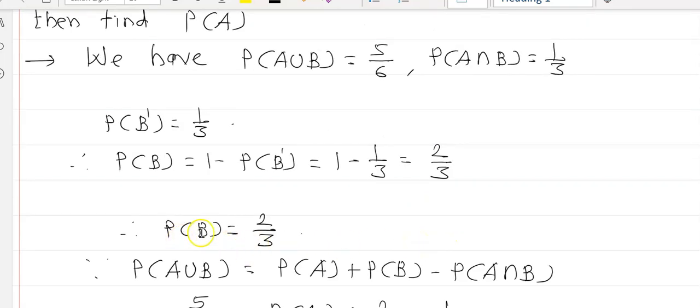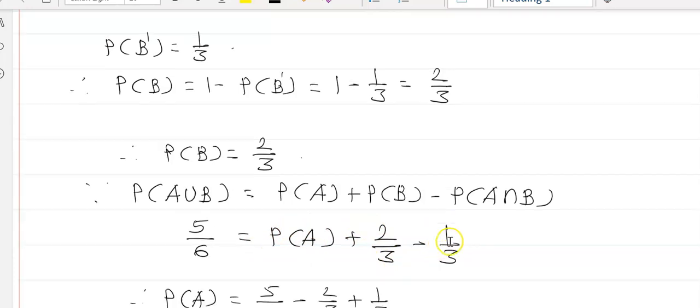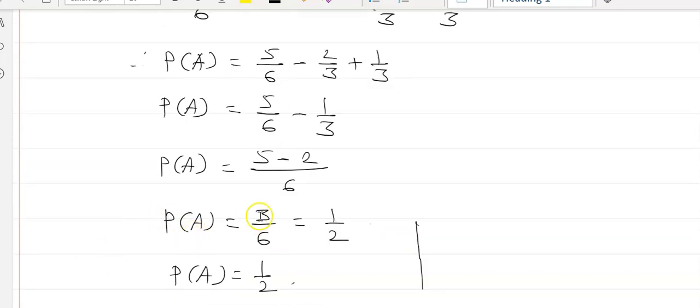Therefore, P of B is equal to 2 upon 3. Next, P of A union B is equal to P of A plus P of B minus P of A intersection B. Substitute their values. That is 5 by 6 is equal to P of A plus 2 by 3 minus 1 upon 3. After calculation, this is a very simple thing that you can calculate. That is, P of A is equal to 3 by 6, that is equal to 1 upon 2. Therefore, P of A is equal to 1 upon 2.